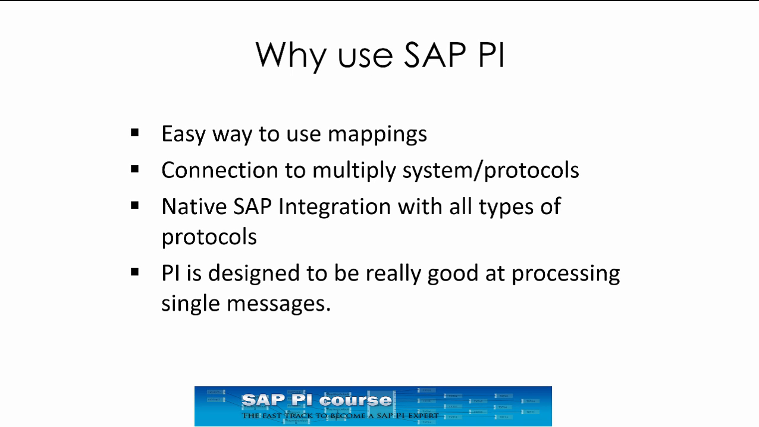So why do you want to use PI or PO for integration? Well, there's an easy way to do mapping between different documents. So it is really simple. We'll get into mapping a bit later, but basically, it's quite simple to do a mapping between two XML formats, and you'd see the result.